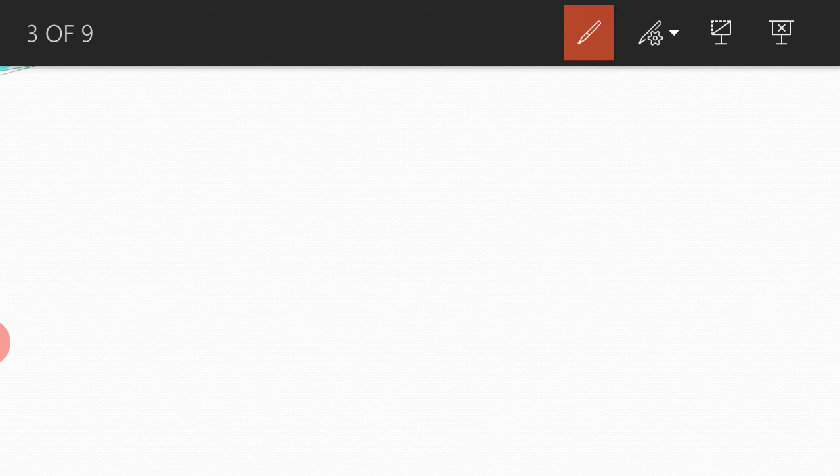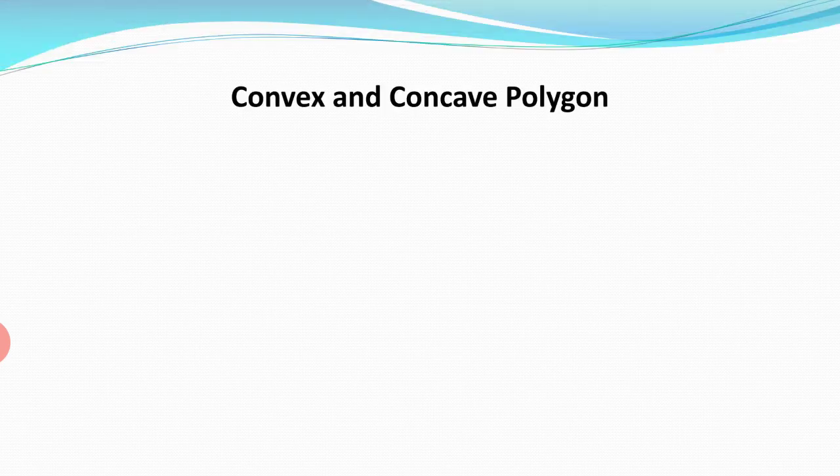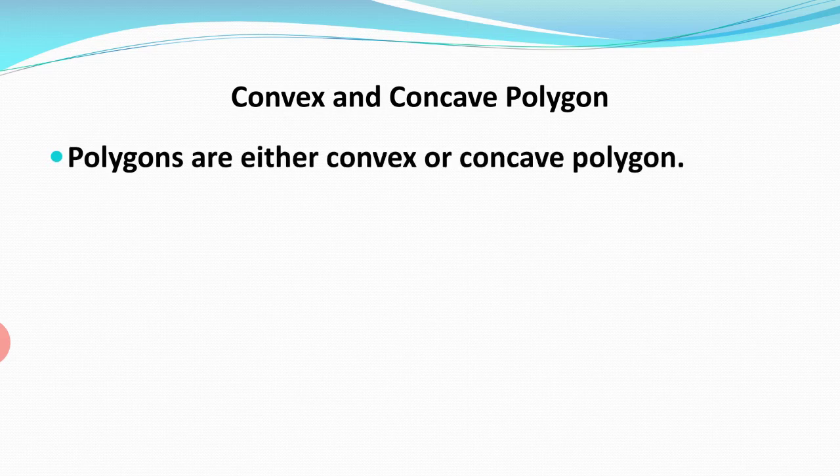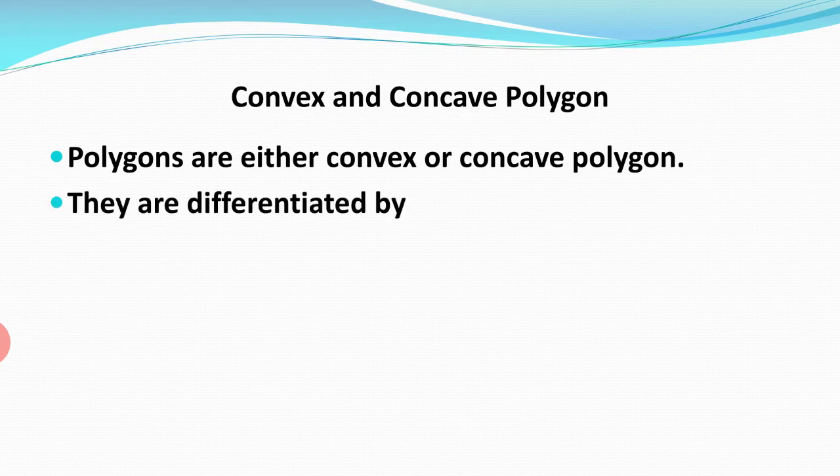That is one of the criteria. And what will be the other criteria? All the diagonals lie inside. So polygons are either convex or concave polygons. They are differentiated by two criteria.